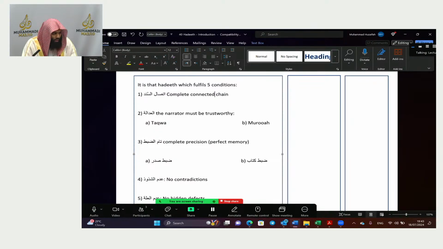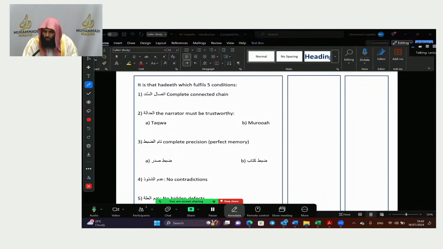No, who's missing? Awwab's missing. So it's not a complete chain of narration. If we were to take an example of the Prophet ﷺ, we have the Prophet ﷺ at the top. Then we have the Sahaba. Then we have Tabi'een. Then we have a Tabi'i.